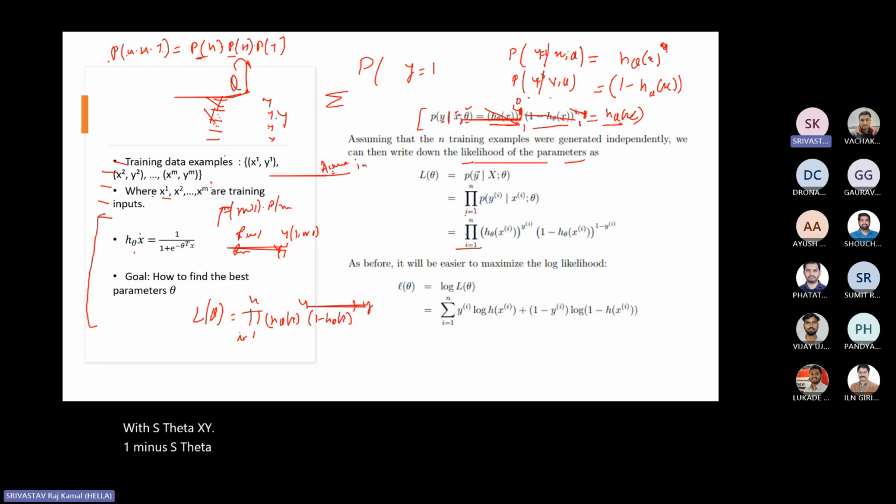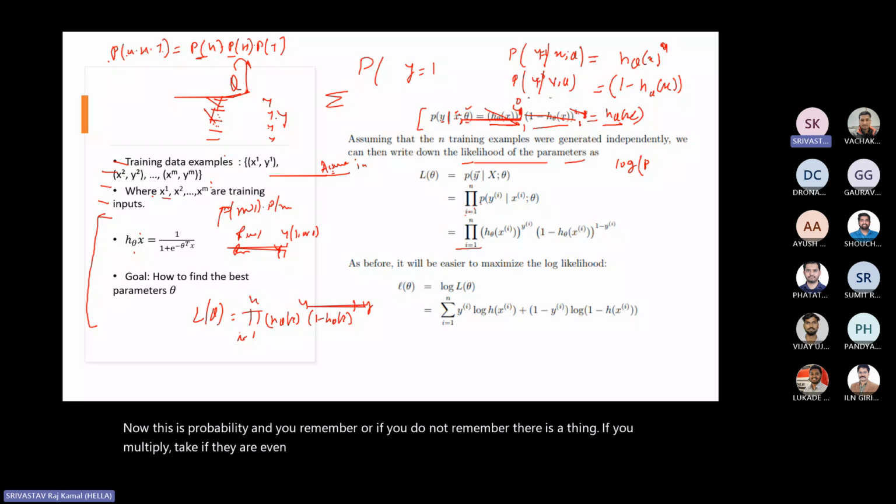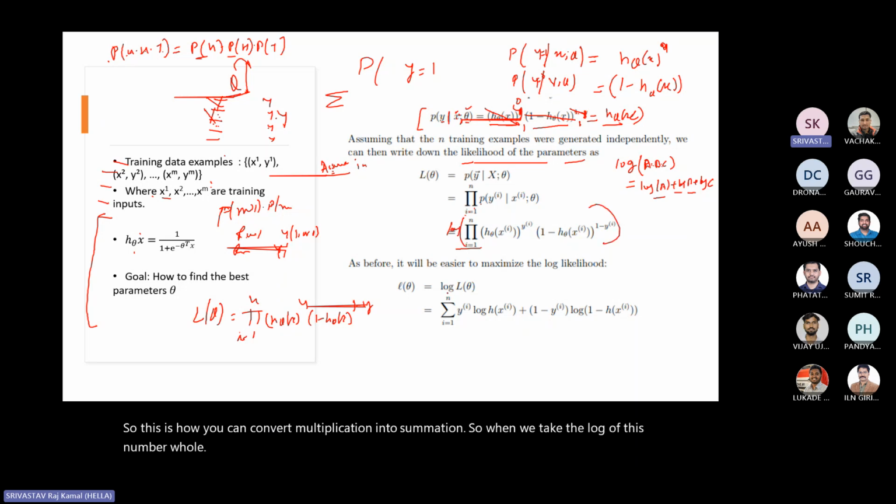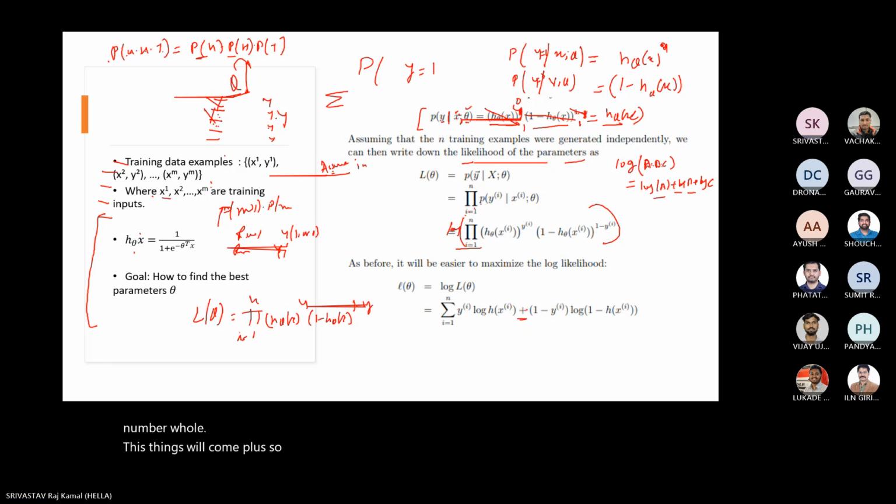Now this is the probability, and you may remember, or if you do not remember, there is a thing: if you multiply events a, b, c, log of a dot b dot c is the same as log of a plus log of b plus log of c. So this is how you can convert multiplication into summation. So when we take the log of this whole number, these become plus. All the events would now be summed up, and we also take the log here.